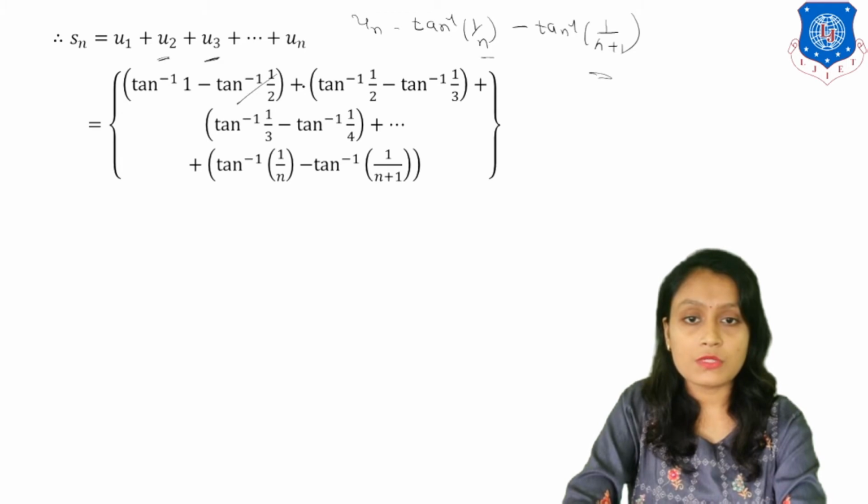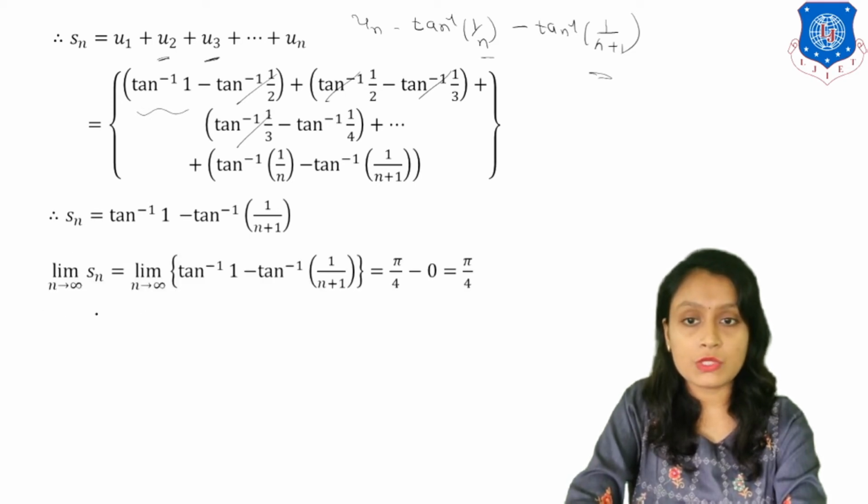Now this tan inverse 1 by 2 will get cancelled, this tan inverse 1 by 3 will get cancelled. Okay, so at last what will remain is the first term, that is tan inverse 1, and the last term, that is tan inverse 1 upon n plus 1. All the other terms will get cancelled. Now we will apply the limit. So limit n tends to infinity of Sn is equal to limit n tends to infinity of tan inverse 1 minus tan inverse 1 upon n plus 1.